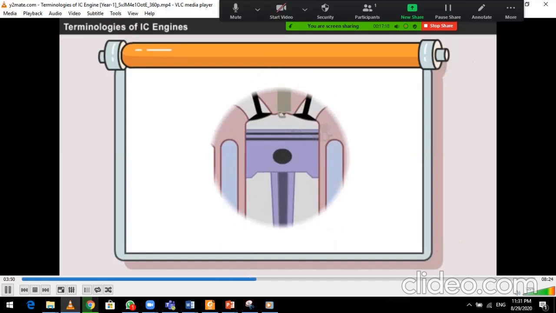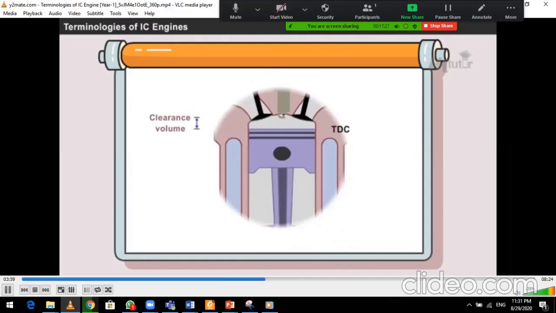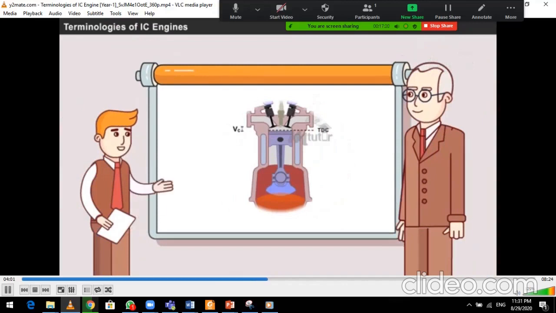Clearance volume. When the piston is at top dead center, the volume contained in the cylinder above the top of the piston is called clearance volume. But, sir, why can't we move the piston up to the extreme top? That is a good question.